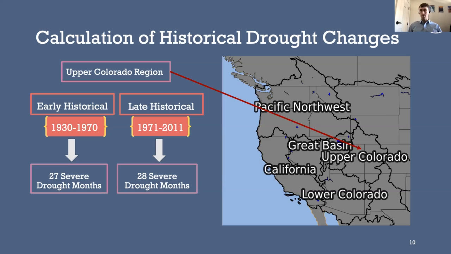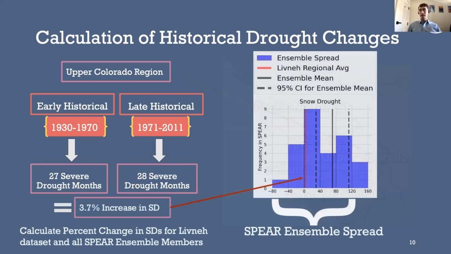And so what we do is we simply count the number of droughts that occur in each of the early and late historical periods, and then we can simply calculate a percent increase. And so the key takeaway here is that we're able to plot this histogram.